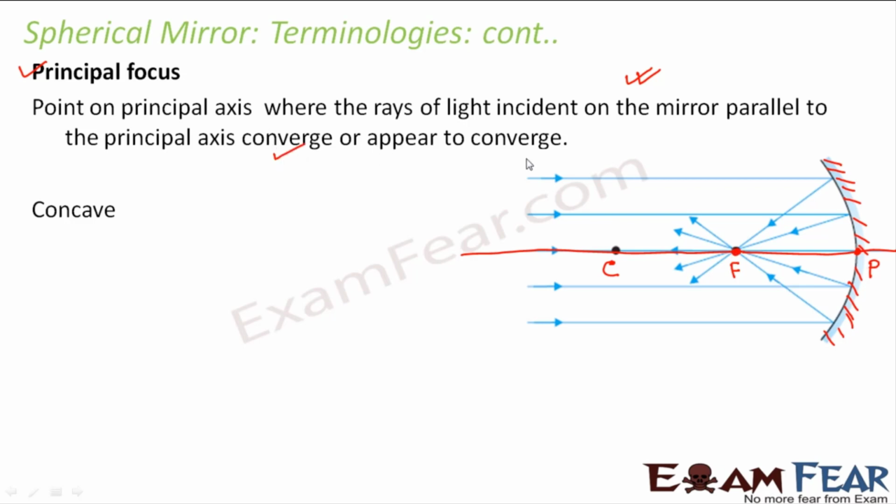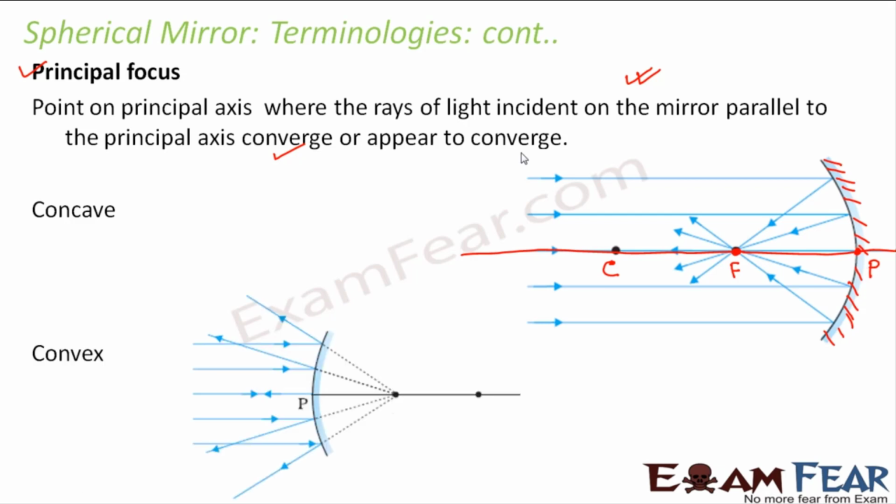Then why did we use this term appear to converge? That is the scenario for convex mirror. Because in case of convex mirror, when incident rays parallel to the principal axis strike the mirror, they get reflected in this way. I mean, they get separated away from each other. Here, what did you see? After reflection, all the reflected rays came towards each other. They all converged to a point.